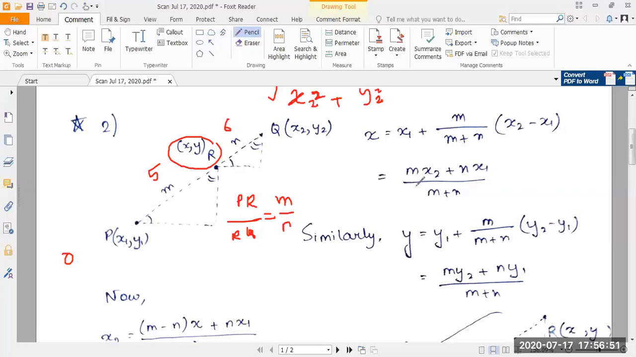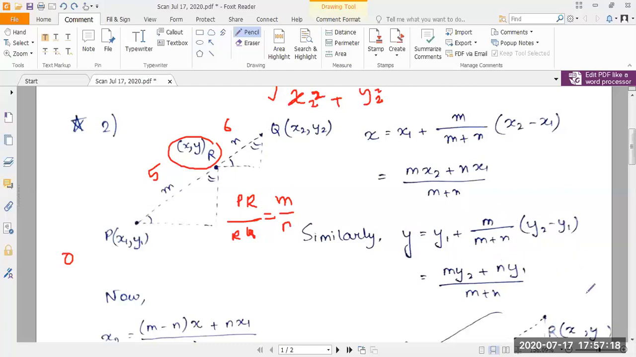So when we do the maths, we get the value as (mx2 plus nx1) by (m plus n). Similarly, if I consider the vertical direction, y will be equal to y1 plus the fraction m by m plus n into the entire vertical distance between P and Q, that was y2 minus y1. So we have y equal to y1 plus m by m plus n into (y2 minus y1).